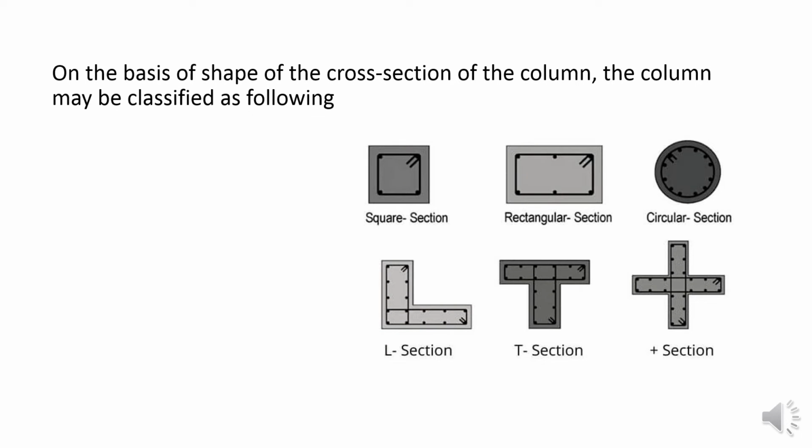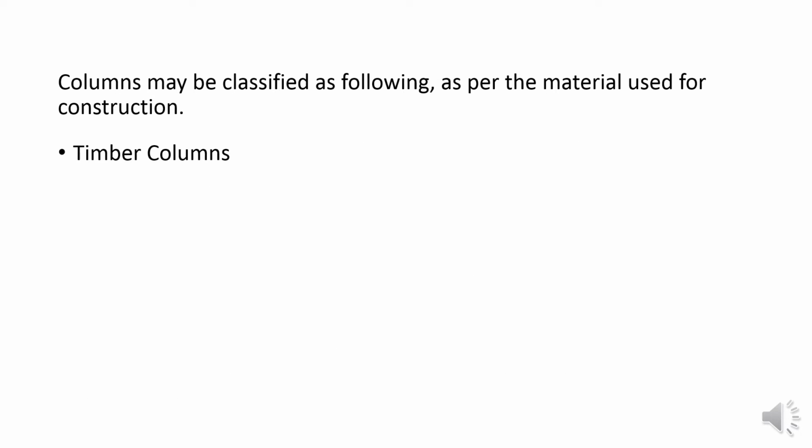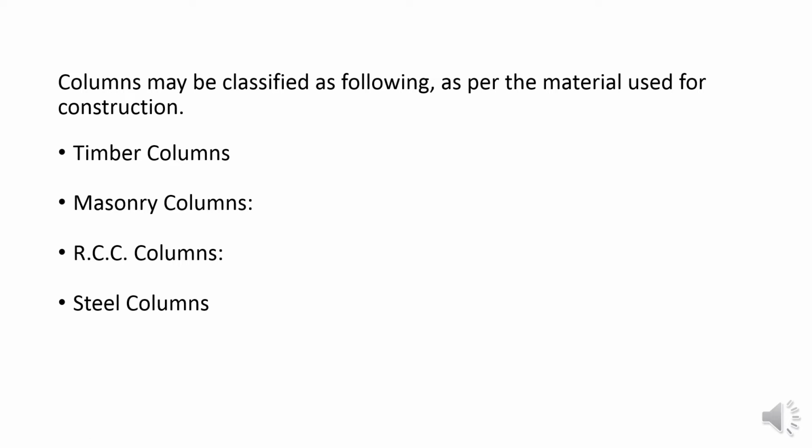On the basis of shape and cross section, the column may be classified into the following: square column, rectangular column, circular column, T-shape or L-shape column. Based on the material used, the columns are classified into timber column, masonry column, RCC column, steel column, and finally the composite column. So based on the material, there are 5 different types of column normally used in practice.